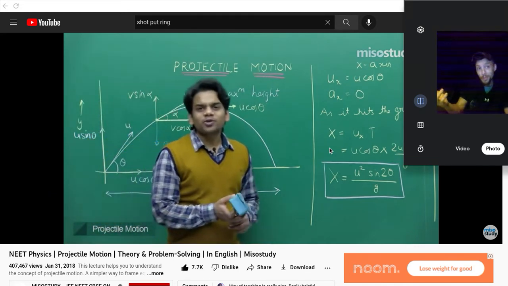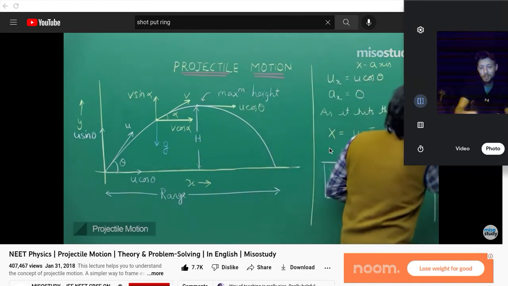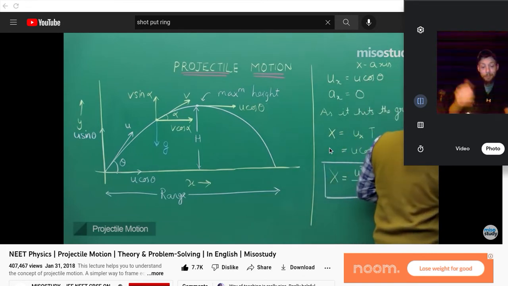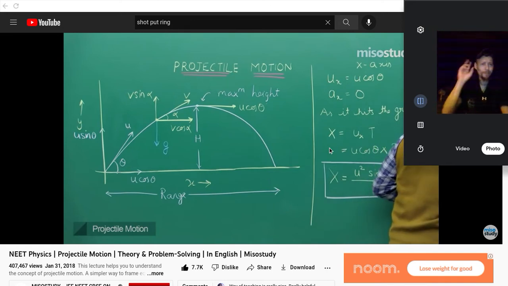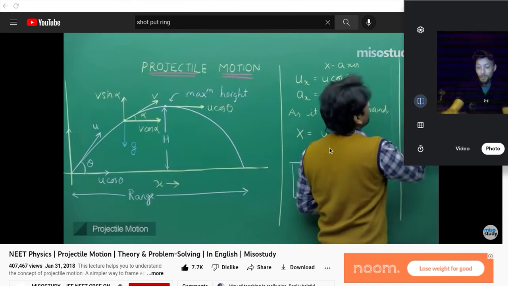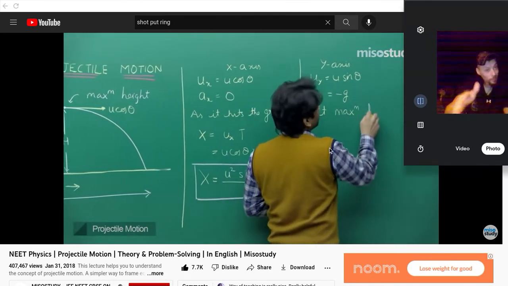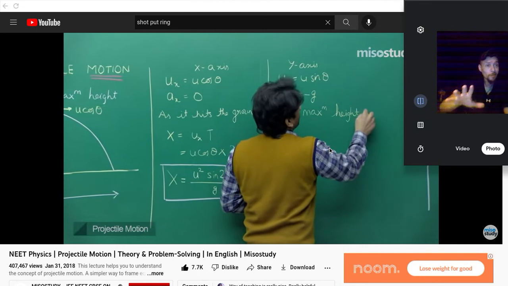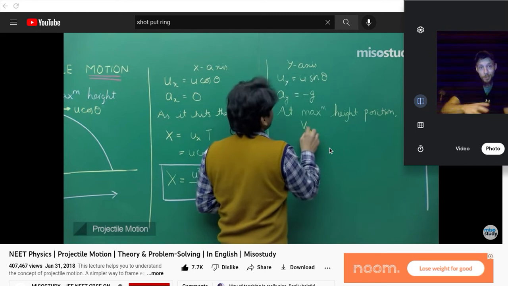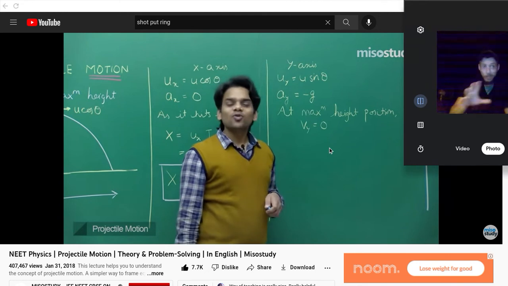So let's say when Vy equals 0, what is the displacement? At the position of maximum height, we can say Vy equals 0, because this is the highest point. Now you know that v square is equal to u square minus 2as, or in standard form, v square is equal to u square plus 2as.